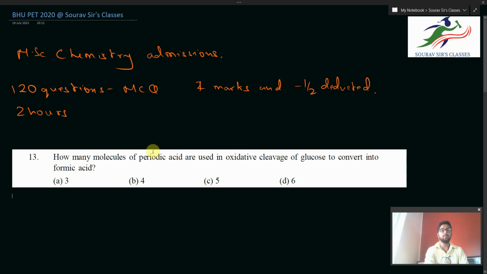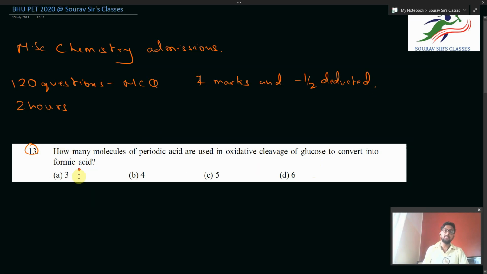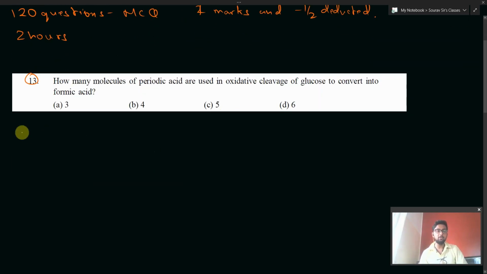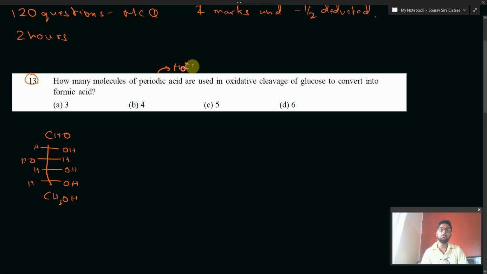The question, question number 13, asks how many molecules of periodic acid are used in oxidative cleavage of glucose to convert it into formic acid. Let me draw the structure of glucose for you. CH2OH, we have four chiral centers, H, H, OH, H, and OH, H, OH, OH. This is the structure of glucose, and periodic acid we know as HIO4, which is a very strong oxidizing agent.